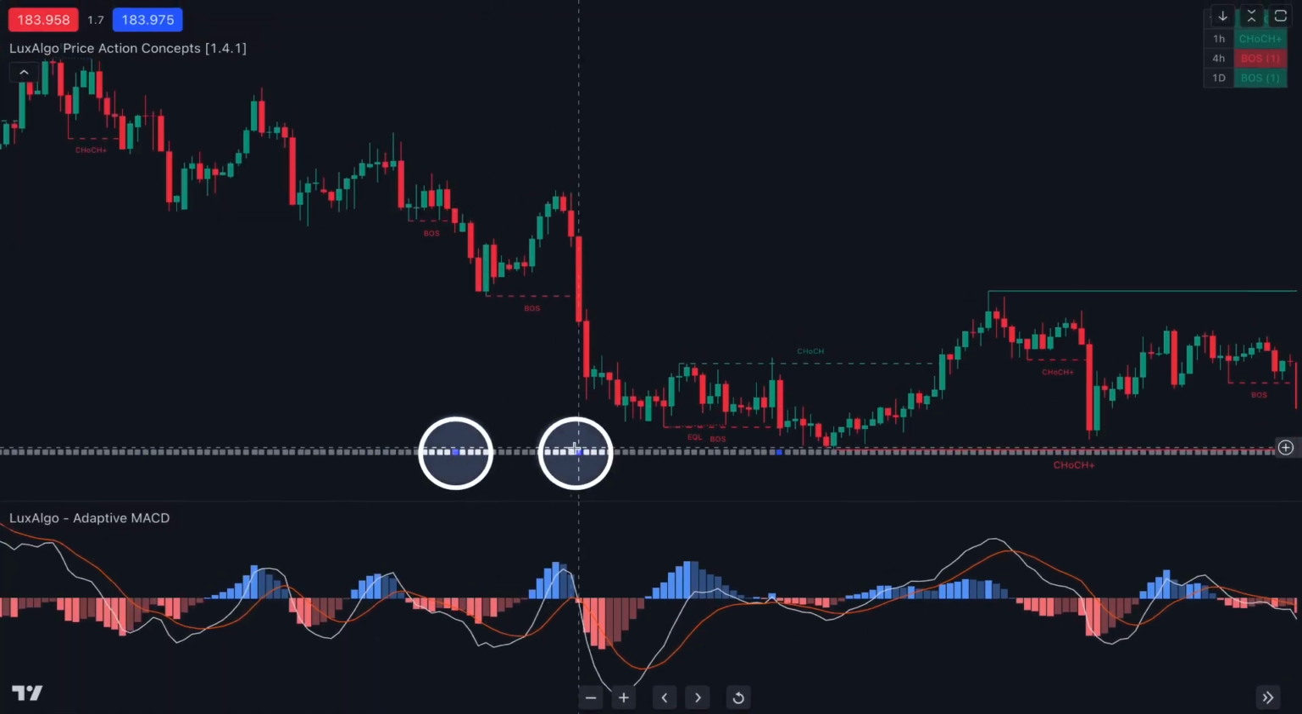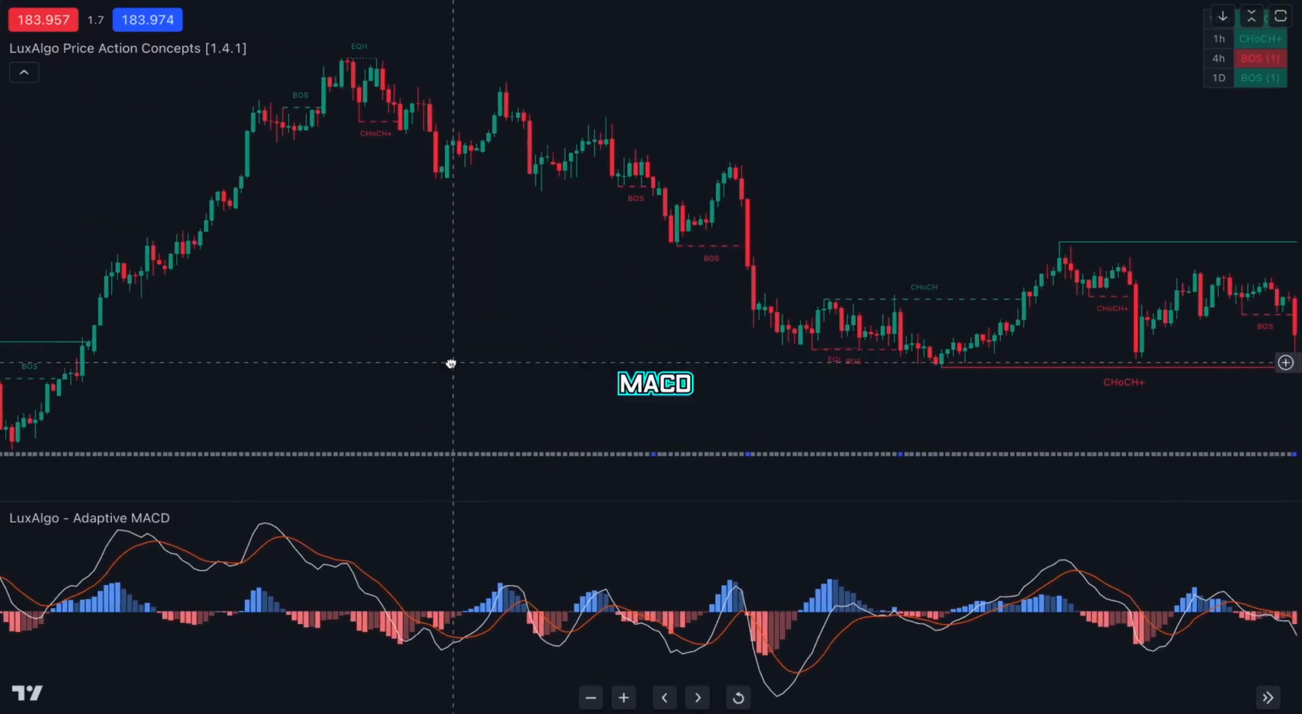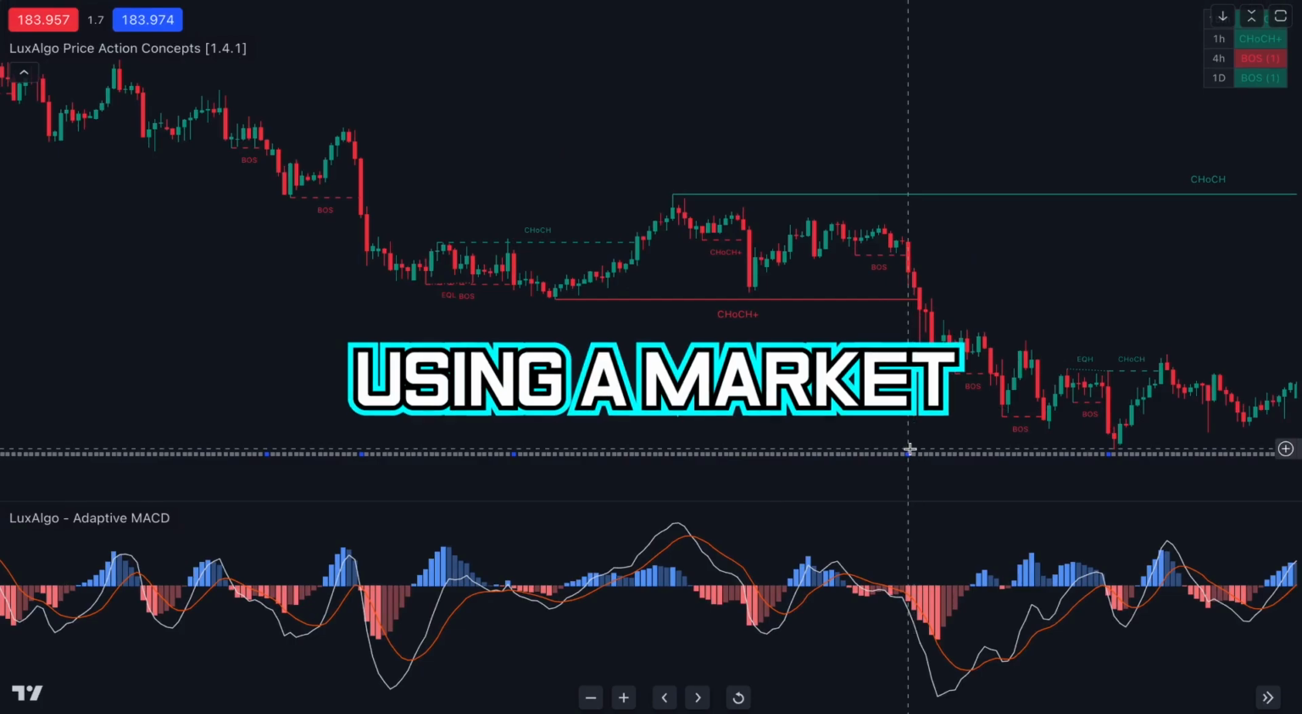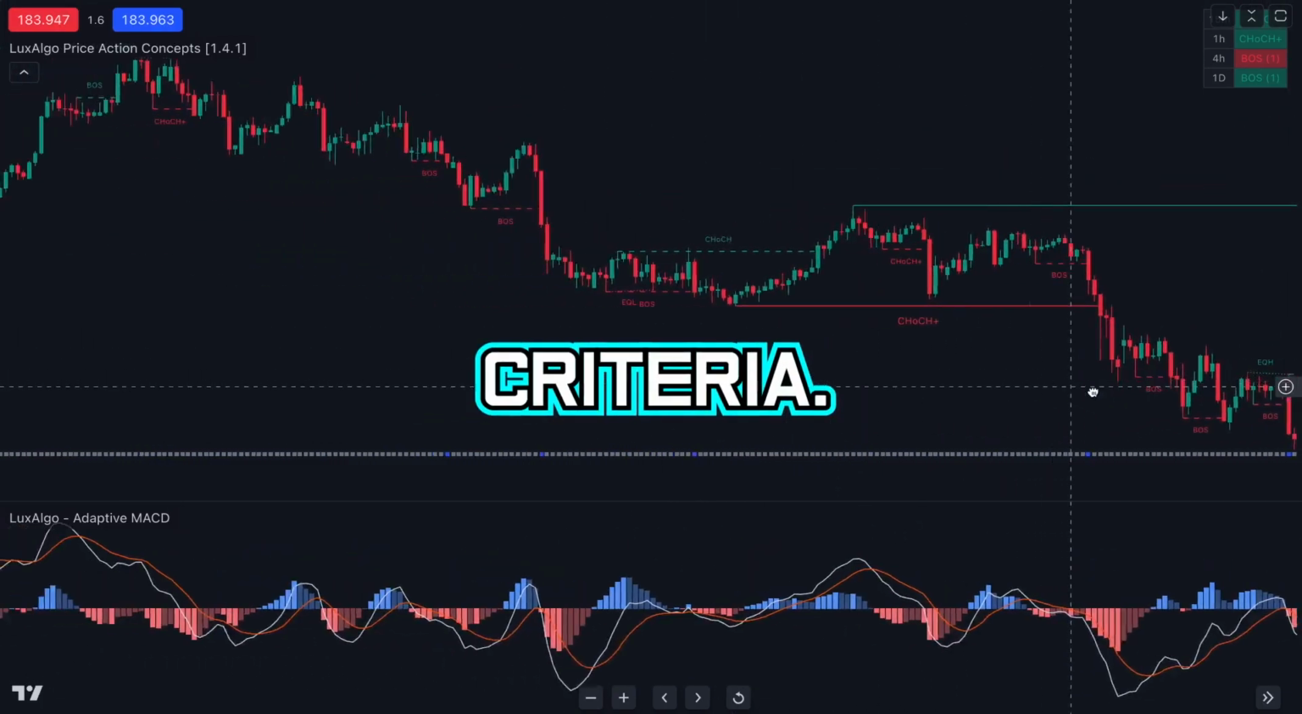This is a very powerful strategy. We are using the adaptive MACD to ensure that the momentum in the market is good before using a market structure shift as our entry criteria.